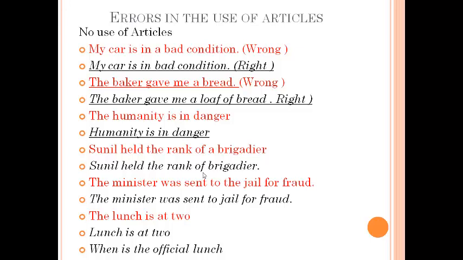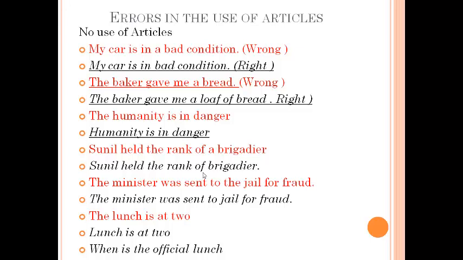Next one, the minister was sent to the jail for fraud. What is wrong here? The condition is, if one goes to school or college for study, or to church for prayer, or to jail when sentenced, the is not used before these nouns. So there is a specific purpose. Regularly they go to church for prayer, school for study. That's why the article the should be omitted. The minister was sent to jail for what? For fraud. So the is omitted.